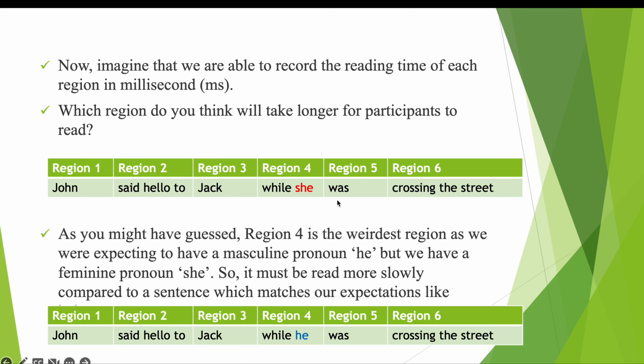So in self-paced reading, if we compare the reading time of region 4 in the first sentence and second sentence, we might be observing a longer or greater reading time in region 4. It's just a matter of milliseconds compared to region 4 in another, normal sentence like the second sentence, which matches our expectations.